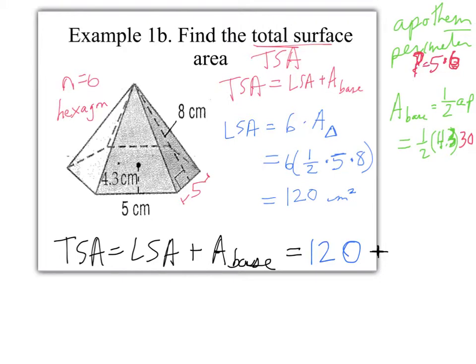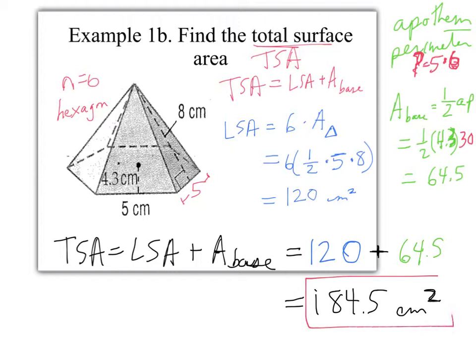All right, so let's look at this area of the hexagon. We have 1/2 times the apothem, 4.3, times 30, which was the perimeter. So there's our formula. Let's clean this up. I think you get 64.5. So when I add up all this together, I get 184.5 square centimeters for my surface area.